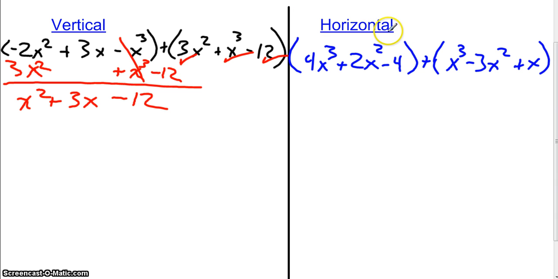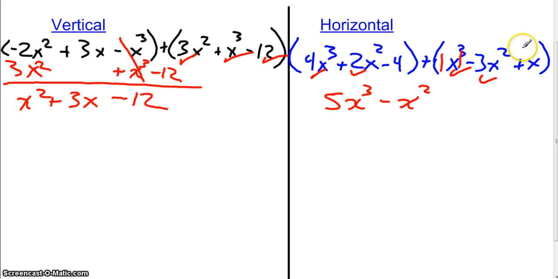Let's look at the second expression here. We can see that this expression is in order from highest to lowest degree, and so is this one. So we can simply start from the left side. I have 4x cubed, and I have how many x cubes here? Good, I have 1, right? Oops, out of alignment. Okay, so together we have 4x cubed and 1x cubed, which is 5x cubed. I have 2x squared and negative 3x squared, so negative 1x squared.